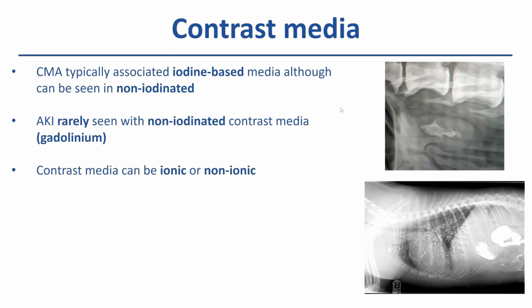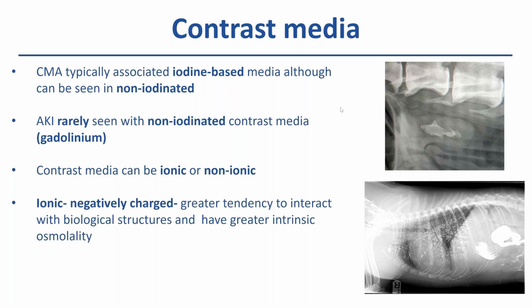Contrast media can be ionic or non-ionic, and those ionic contrast media are negatively charged, and they tend to have a much greater tendency to interact with biological structures, and also seem to have a much greater intrinsic osmolality, which, as we'll come to, tends to have a higher association with acute kidney injury. The non-ionic contrast media tend to have, again, lower osmolality and thus tend to be associated with fewer adverse events.